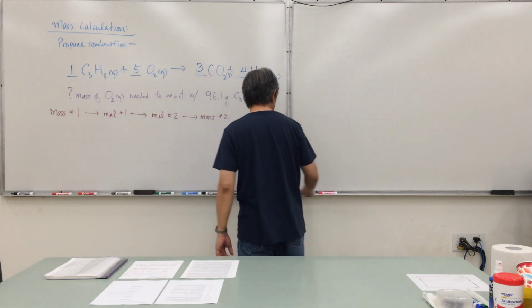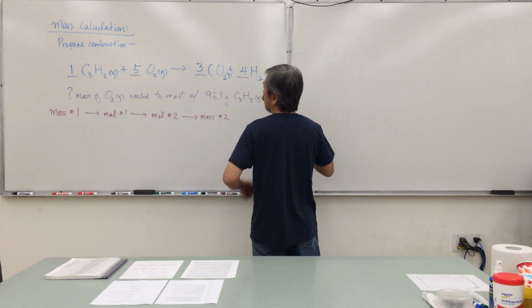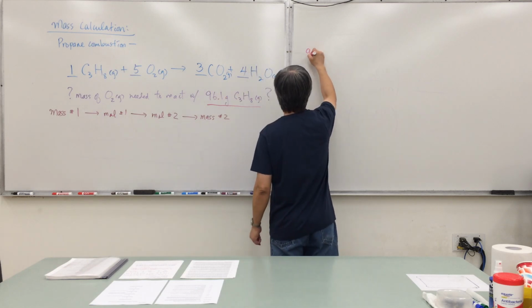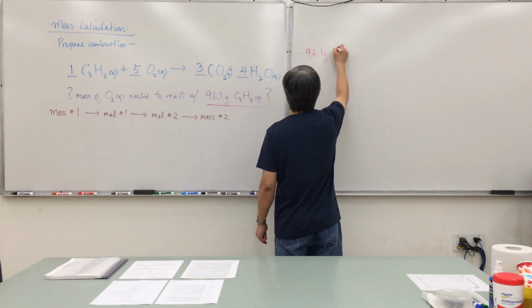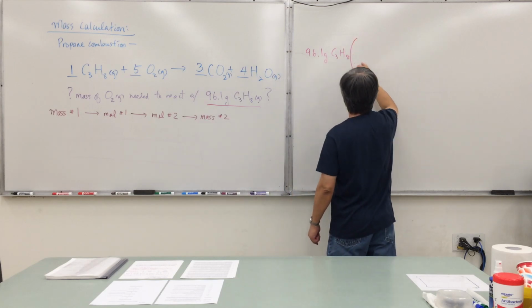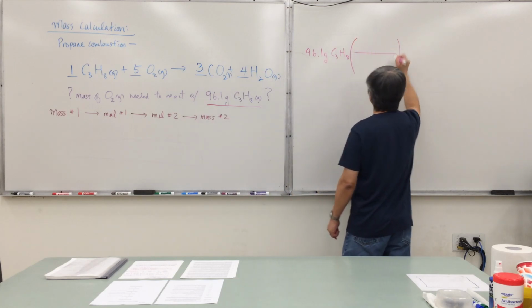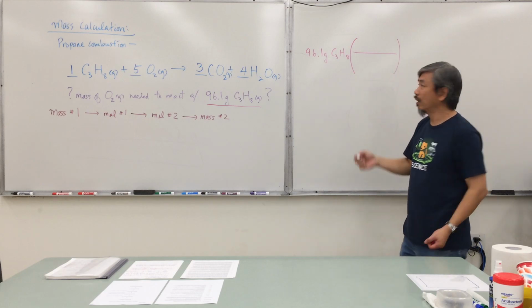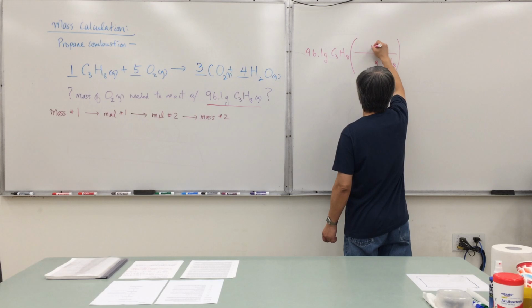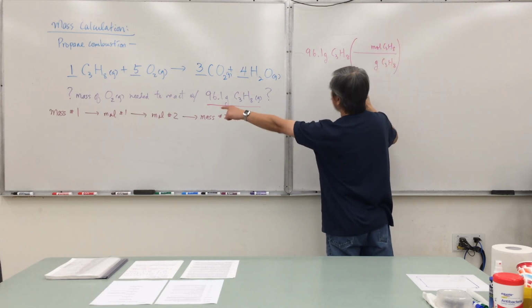Let's go ahead and start the process. The first thing I need to do is start off with what you're given. So I start off with 96.1 grams of C3H8. The first step is going from mass to mole. You know how to do this now using the molar mass. So here I will get rid of grams of C3H8 and put down moles of C3H8.